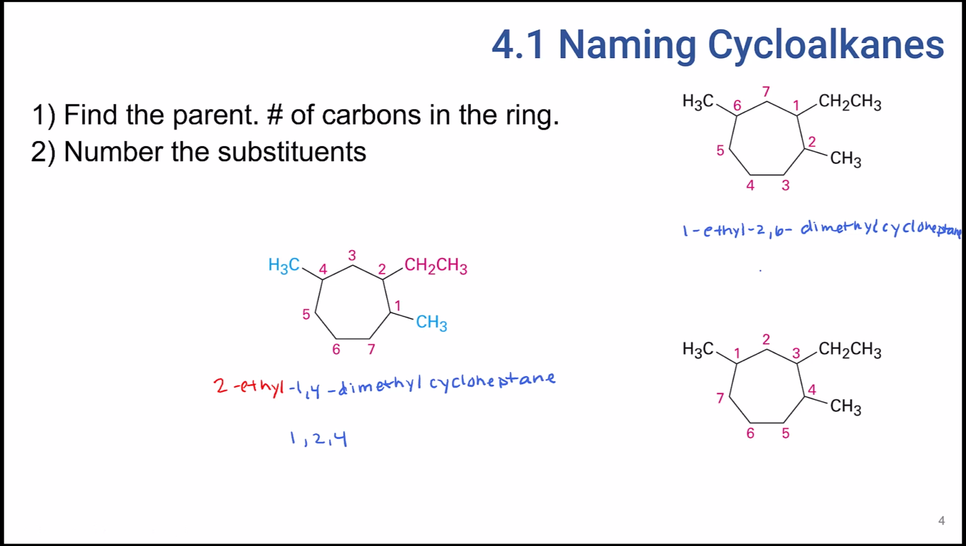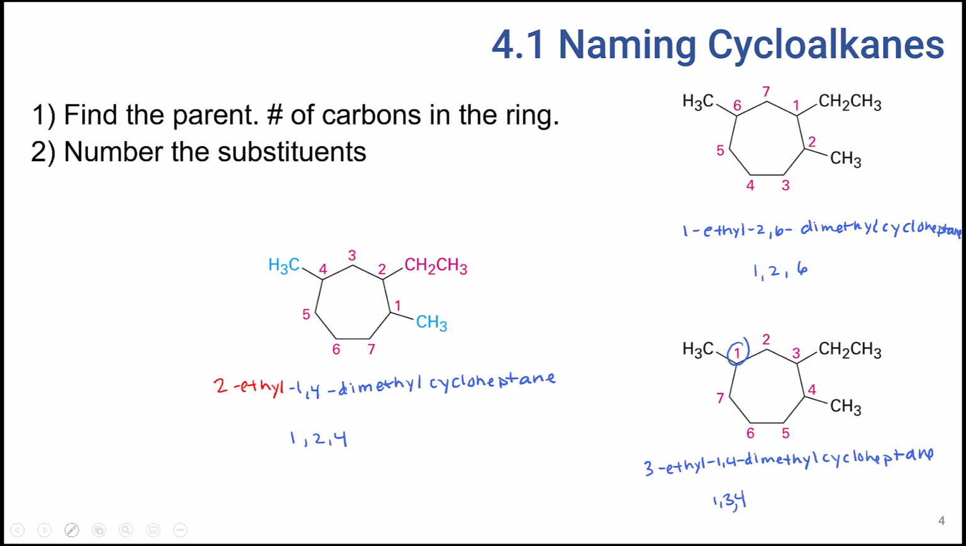So that overall numbering here is 1, 2, and 6. And then if for some reason I wanted to start my number 1 over here on the methyl group, the name here would be 3-ethyl 1,4-dimethyl cycloheptane. So the numbering here would be 1, 3, 4.